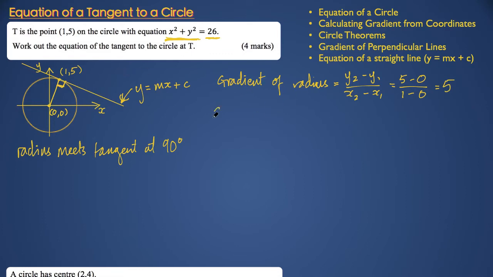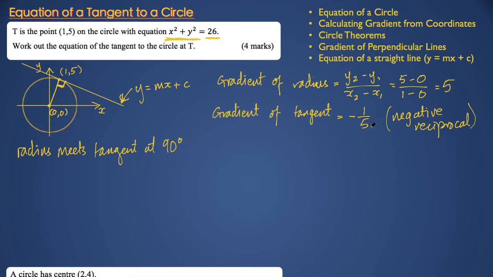So the radius has a gradient of 5. The gradient of the tangent is going to be perpendicular to that. And as we know, the gradient that is perpendicular is the negative reciprocal gradient. So that is minus 1/5, the negative reciprocal for perpendicular lines. That means we take the gradient, we flip it, put it under the fraction, and put a minus sign in front, or if it was a negative gradient, we would then have a positive gradient for the tangent. So we always use the negative reciprocal of the gradient we've got.